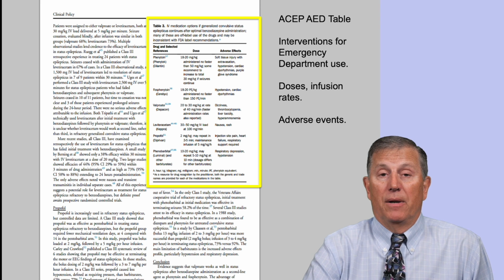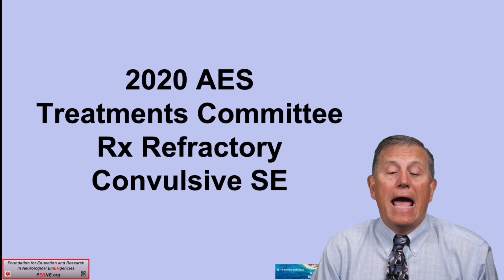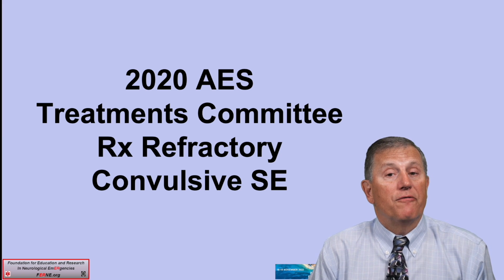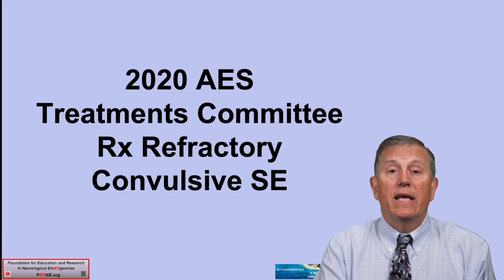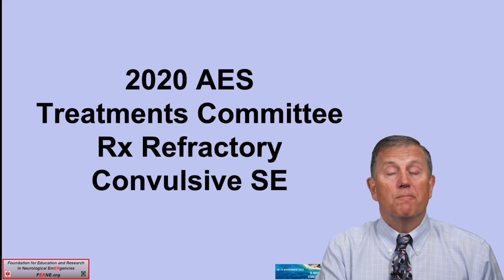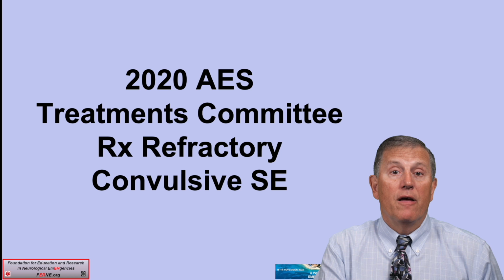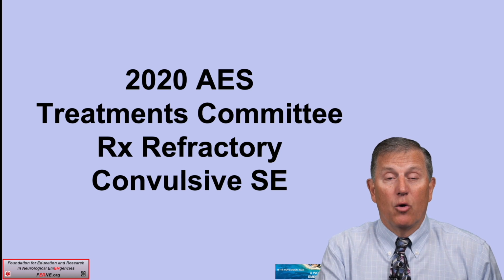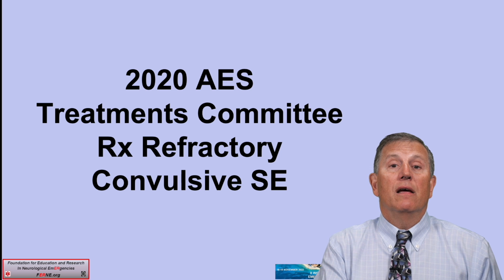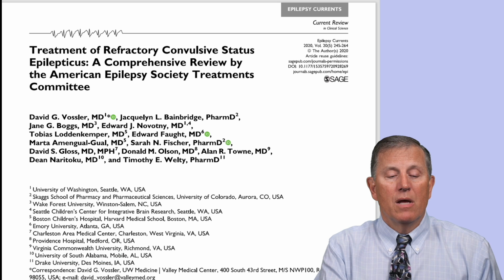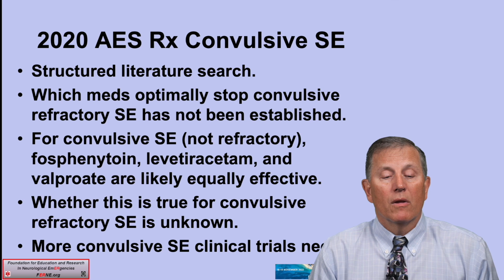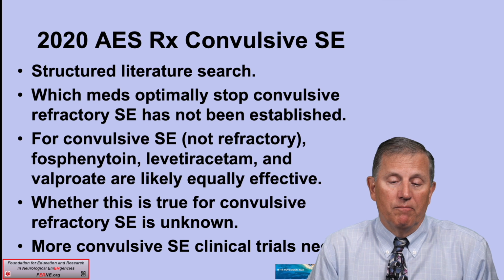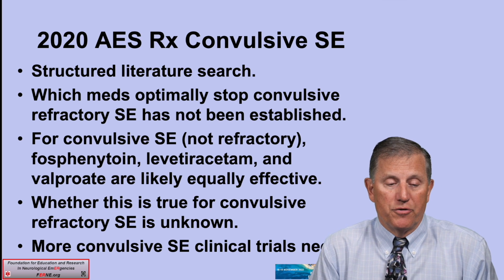seizures and status epilepticus. The 2020 AES Treatment Committee treatments for refractory convulsive status epilepticus have subsequently helped us to better understand what medications might be used in a third phase of therapies for patients with ongoing seizures and status epilepticus that has now become refractory. This is a publication by Vossler regarding a comprehensive review by the AES Treatments Committee. From this publication, we know it was a structured literature search.